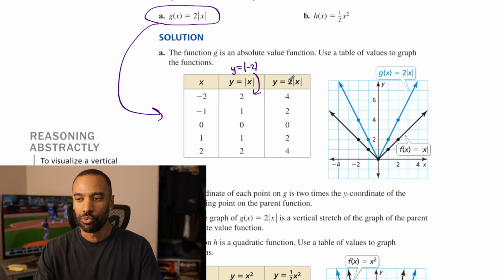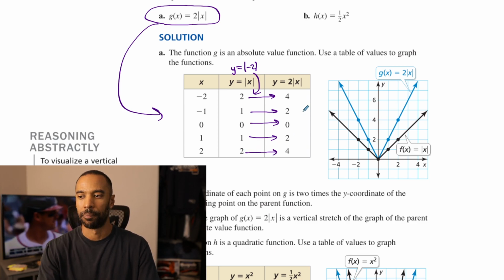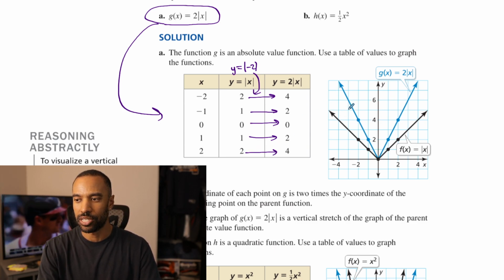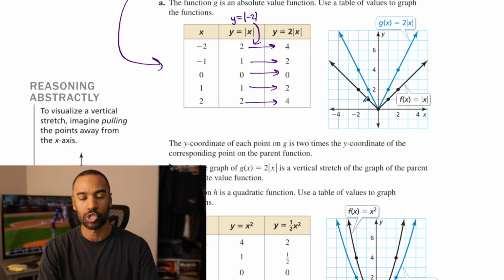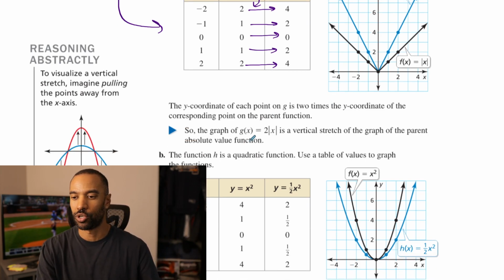Now, the new function takes whatever your parent function was, and it affects y. In what way? It doubles it. 2 doubled is 4, 1 doubled is 2, 0 doubled is 0, and so on and so on. So everything is doubled. You can see it appears narrower, but the description is everything is vertically stretched by a factor of 2. So it's a vertical stretch.